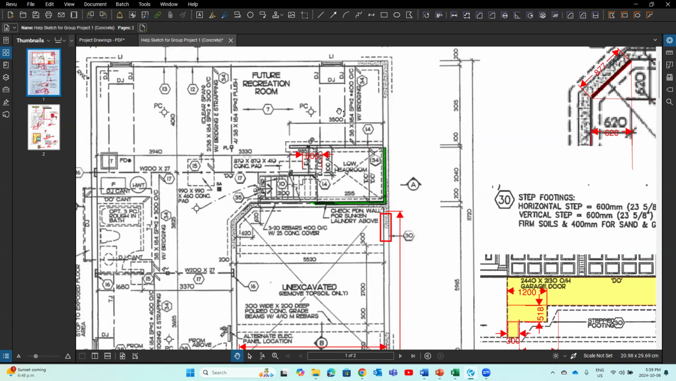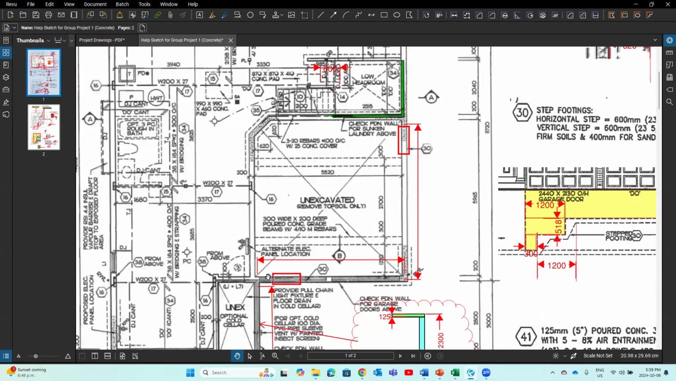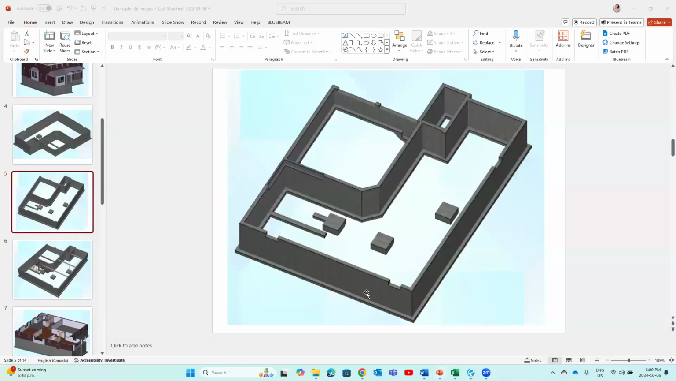wall. Other than that, you also should subtract those windows, right? Windows and the garage door, the check foundation wall for garage door, right? So if you look at the 3D drawing, that's what you need to subtract here for the formwork and concrete as well.